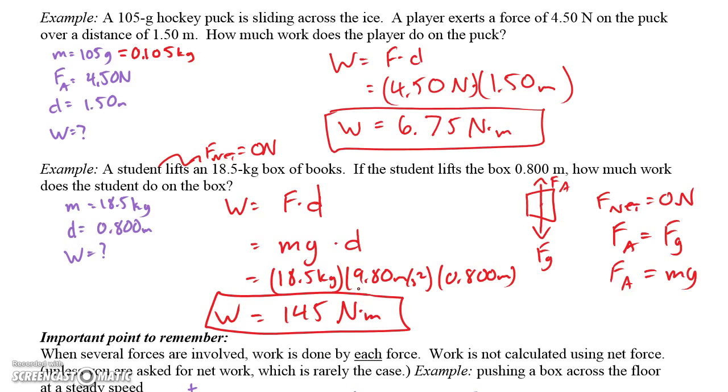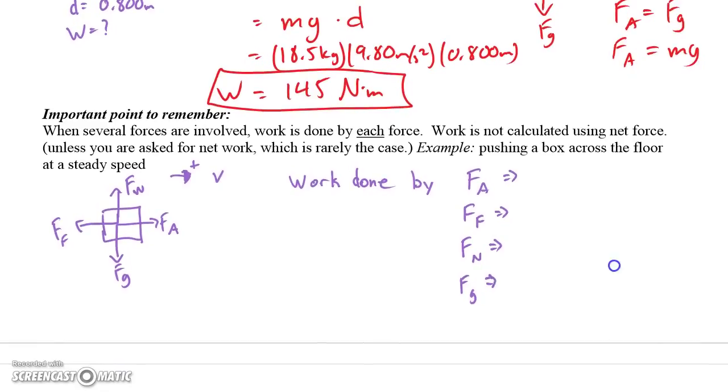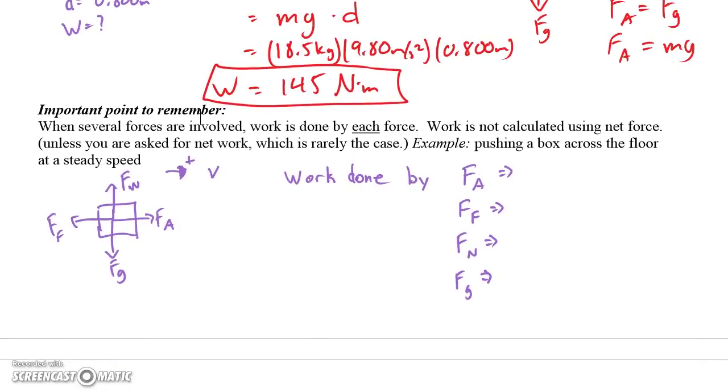So, as I said before, it's always the work done by a specific force. So in those two examples, it was an applied force, one by the player onto a puck, and the other on lifting up a box. So the way we can think about this is if we have a situation of a box being pushed across the floor at a steady speed. Steady speed implies that the net force is 0. So we can relate all of our forces together using that sense.